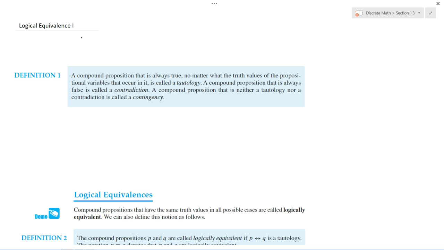Note that we will use the term compound propositions to refer to an expression formed from propositional variables using logical operators, such as P and Q, P or Q, and so on. So look at this definition. A compound proposition that is always true no matter what the truth values of the propositional variables that occur in it is called a tautology. Here's a new terminology that we have learned, a tautology.